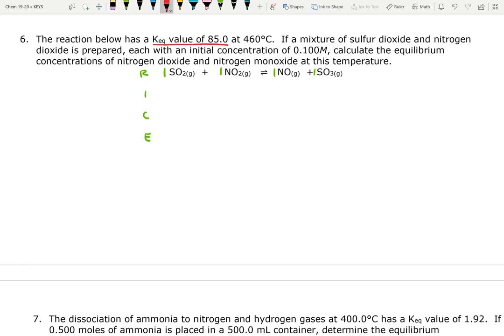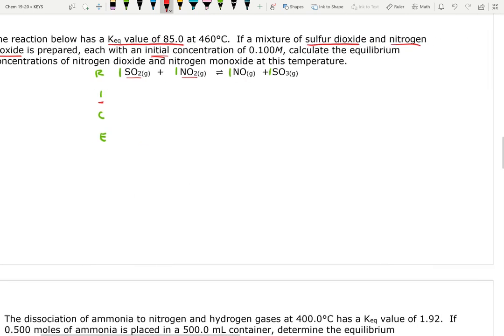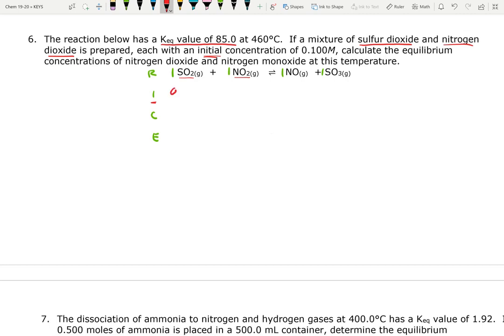What are they telling me initially? A mixture of sulfur dioxide and nitrogen dioxide is prepared. Well, those are my reactants, so sulfur dioxide, nitrogen dioxide, each with an initial concentration. So there's that word, initial, right? So we're talking about the initial concentration of 0.10 moles per liter. So I'm going to go ahead and fill that in. 0.10 moles per liter for this and for this.